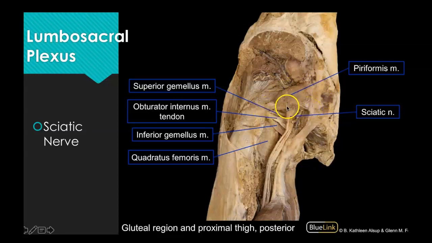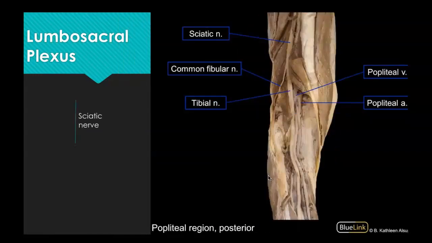And if you look inferior to this muscle, you should see, 88% of the time, the sciatic nerve coursing inferiorly. So here's our sciatic nerve. It is the largest nerve in our body. And the sciatic nerve is actually made up of a tibial and common fibular nerve that are surrounded by a common epineurium.